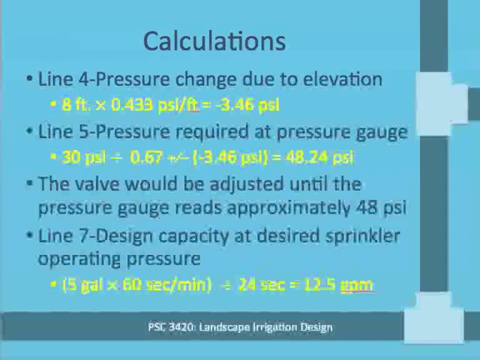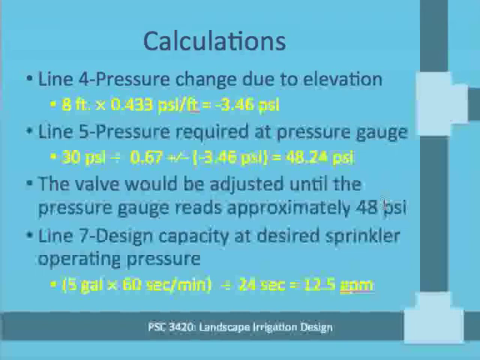That pressure is then adjusted for elevation change, which we've already made that calculation, and that's going to be adjusted either up or down depending on whether the point of connection is below or above the highest head on the system. Once that is done, you end up with a pressure required on the pressure gauge. So you would use the valve and adjust it until the pressure gauge reads approximately 48 psi, and that's where this number comes from.